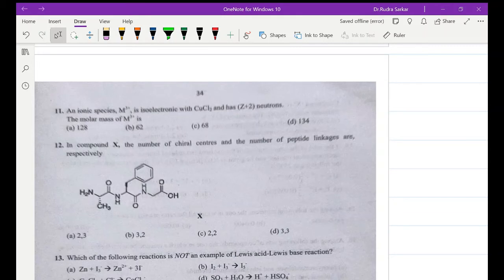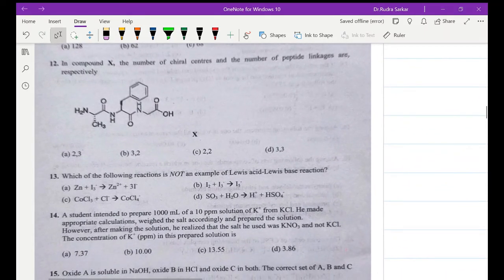Okay. In question number 12, it is being said in compound X, the number of chiral centers and the number of peptide linkages are respectively what we have to find out. So whenever they are saying peptide linkage, that means it has to be C double bond O and NH, this portion. Okay. So if you check that, then we will say over here, this is the peptide linkage, and another peptide linkage is over here. So there are 2 peptide linkages.